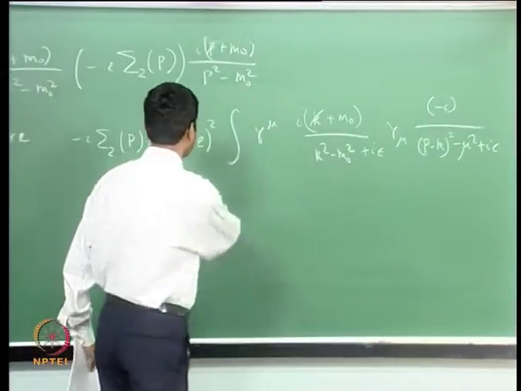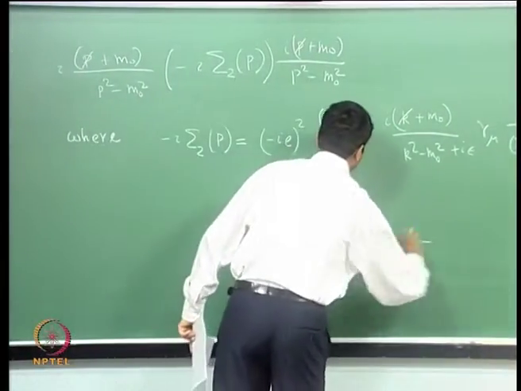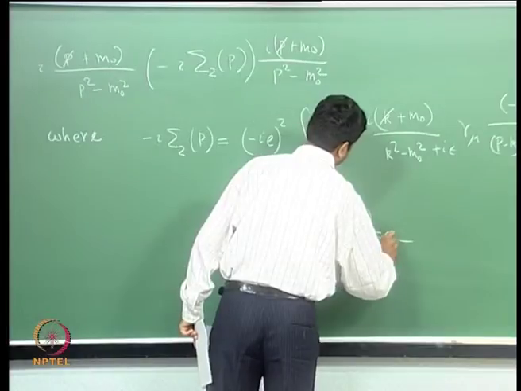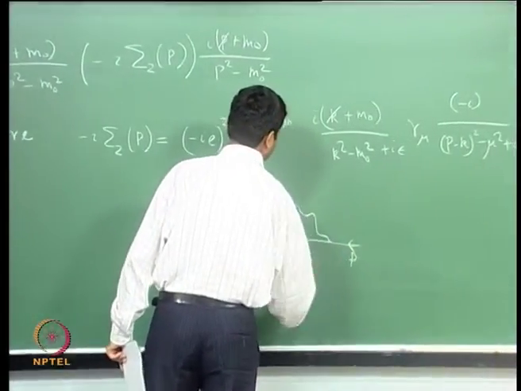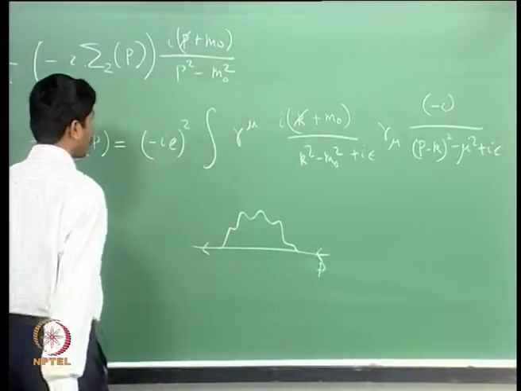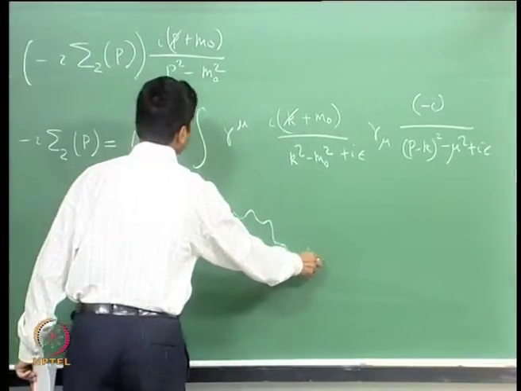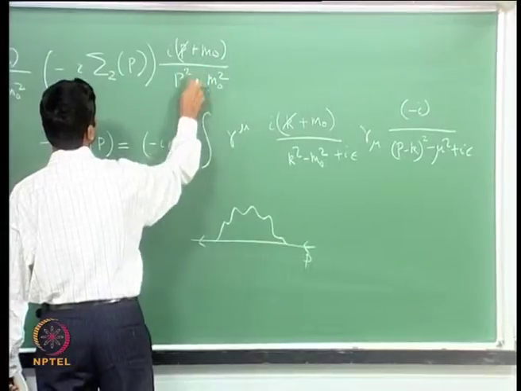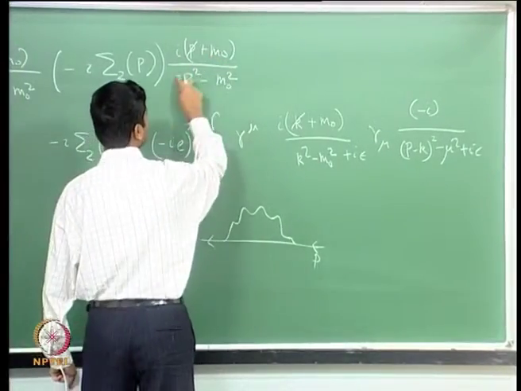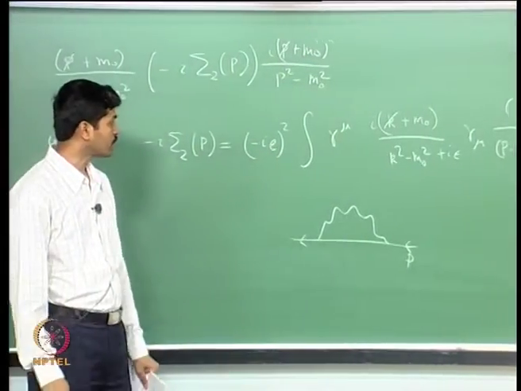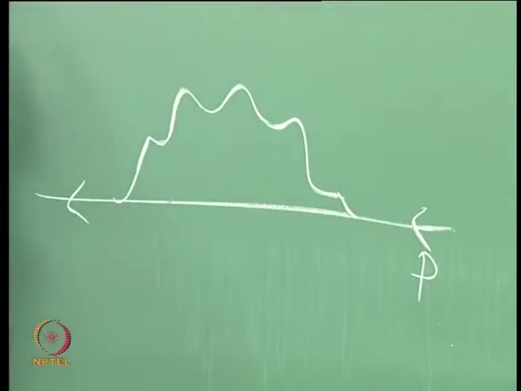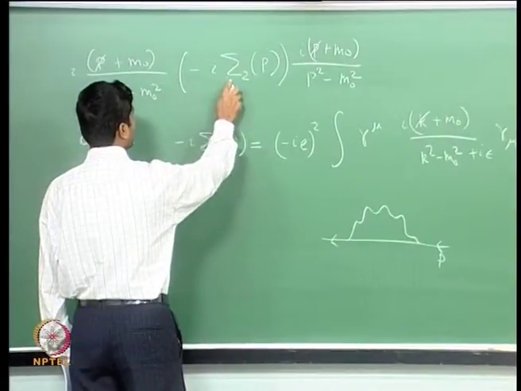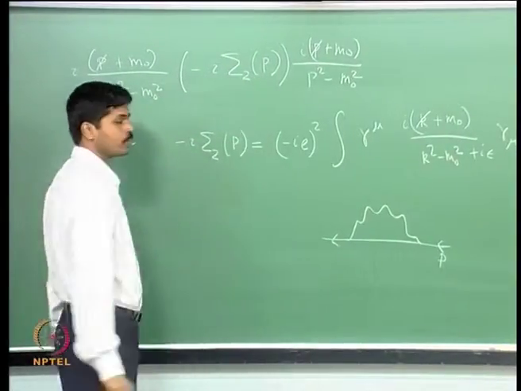To explain it in detail, this is the electron self energy diagram here. This is p, and this is the fermion propagator here. The contribution from this propagator is given by this term here, i (p slash plus m0) divided by (p squared minus m0 squared), and here is this loop, which I denote to be minus i sigma2 of p.